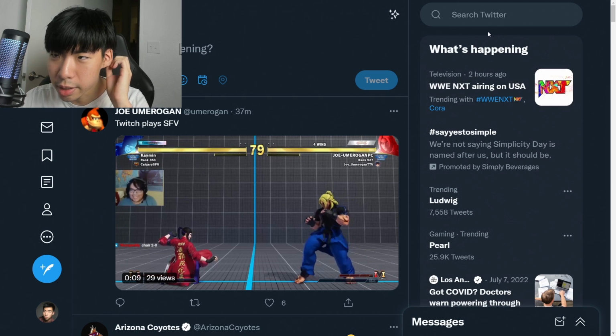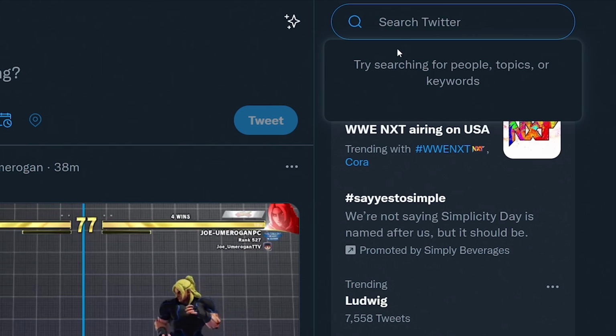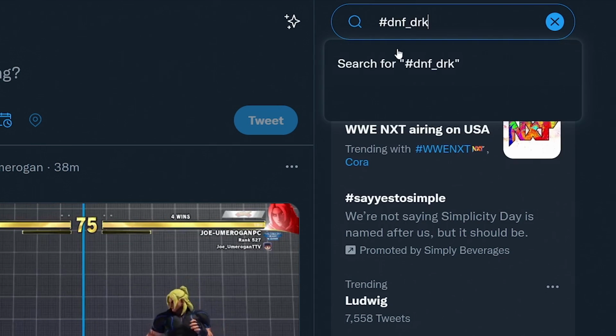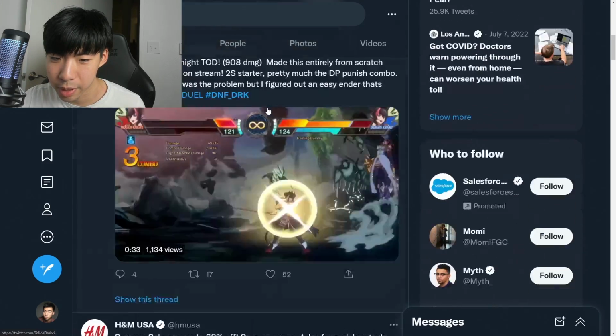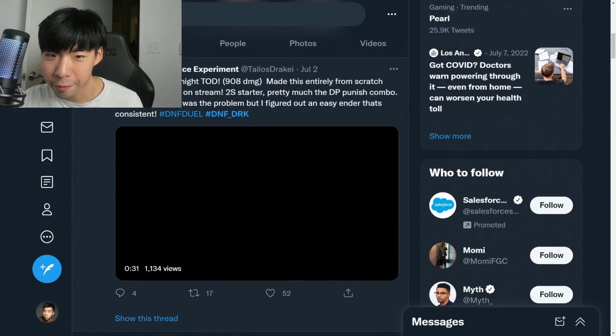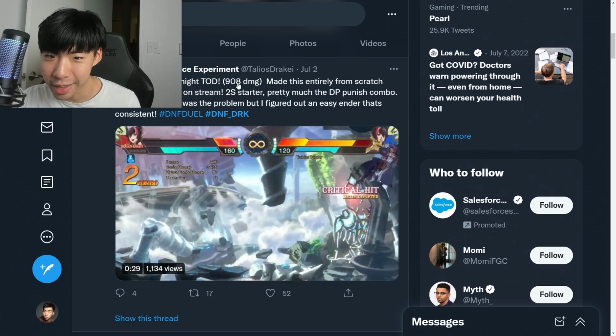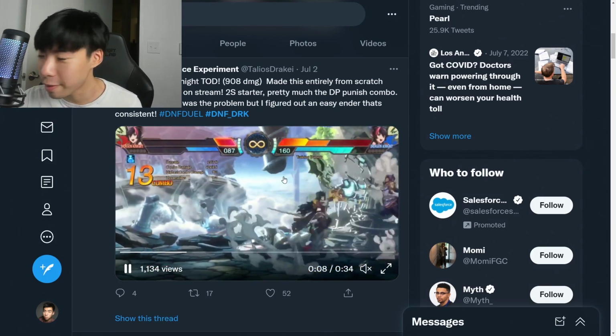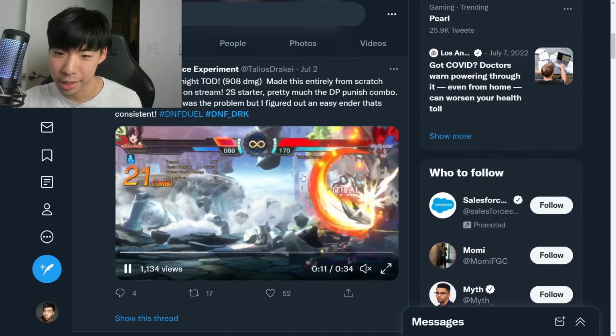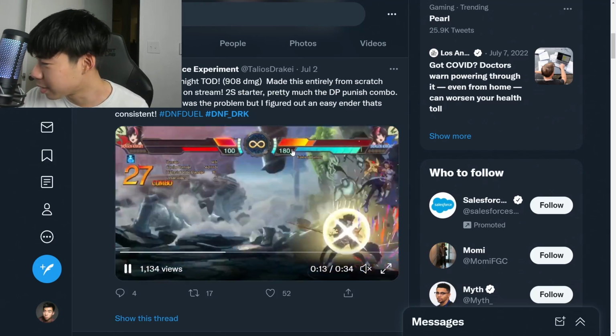Like, take a look at this. I can go on Twitter, search hashtag DNF Dragon Knight, enter the hashtag. Okay, maybe not look at this, but look at this. My first Dragon Knight Touch of Death, 908 damage. You know how long it would have taken me in training mode to figure out a Touch of Death combo? It would have taken me like months probably, to be honest.